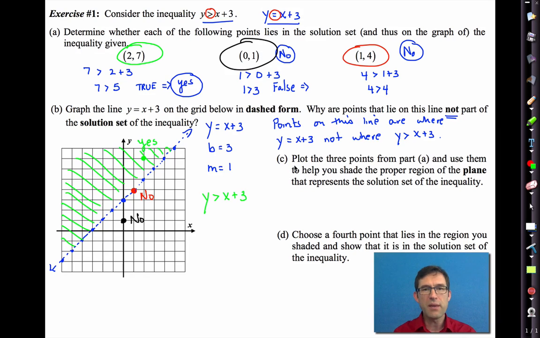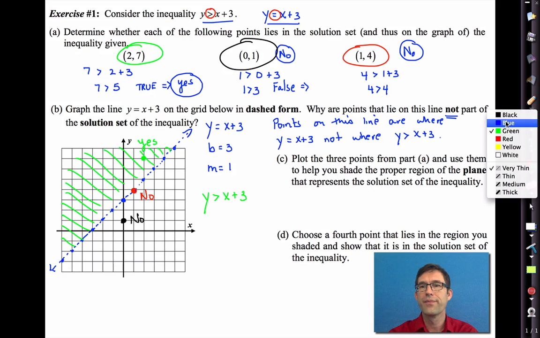You see, there's going to be this boundary between the points that are shaded and the points that are unshaded. Sometimes the boundary is going to be included. We'll talk about one of those in a little bit. Sometimes the boundary won't be included, like in this case. All right, let me go back to blue.